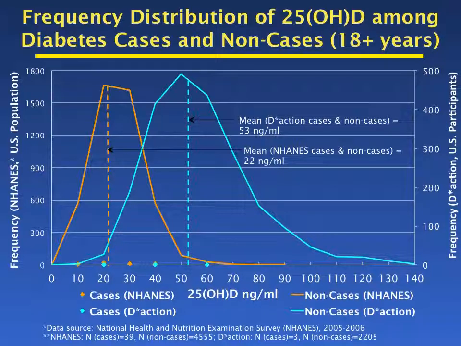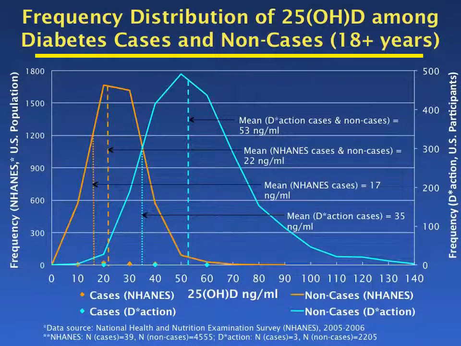The average vitamin D serum level for D-action participants was 53 nanograms per milliliter, and for NHANES participants was 22 nanograms per milliliter. These dotted lines show where the mean serum levels are for diabetes cases. The average serum levels for cases are lower, with D-action cases averaging 35 nanograms per milliliter and NHANES cases averaging 17 nanograms per milliliter. Of note, all but one case of diabetes had a serum level below the average serum level for the D-action cohort.